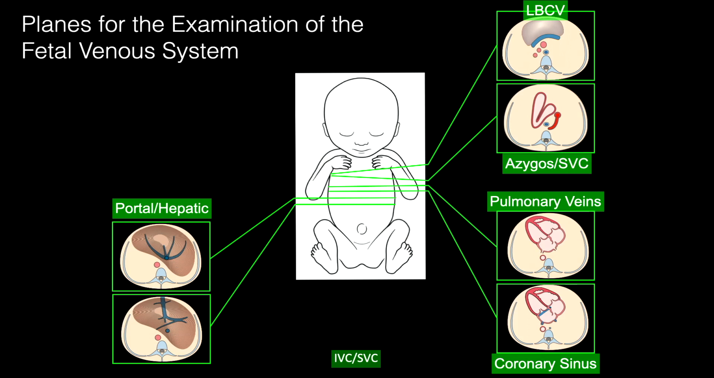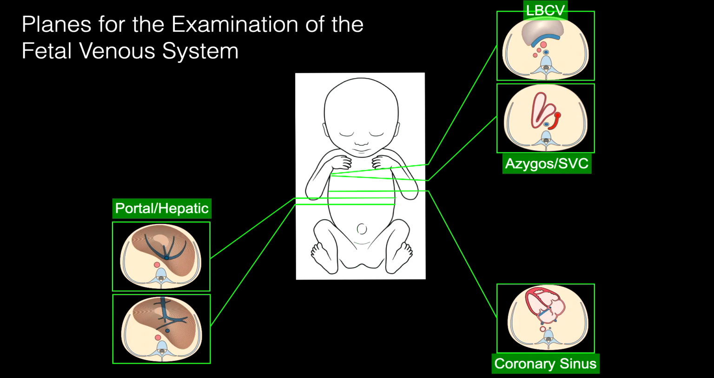And then if you go into the parasagittal planes, you could see the IVC and SVC coming together. For the interest of time, I'm going to focus on these four imaging planes and actually to show you what's normal and what's abnormal.